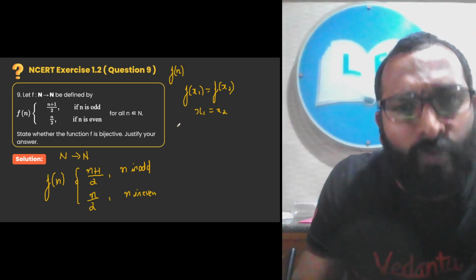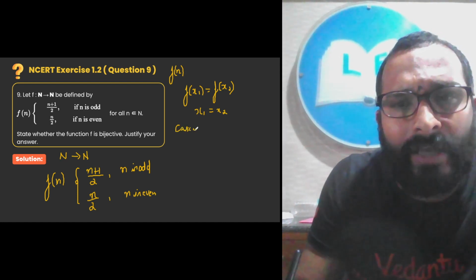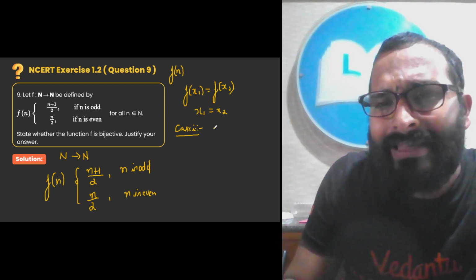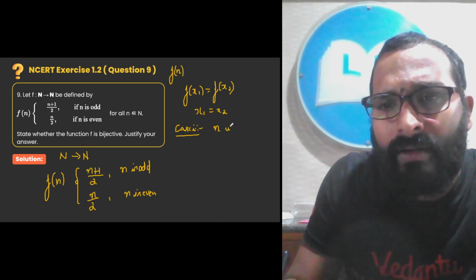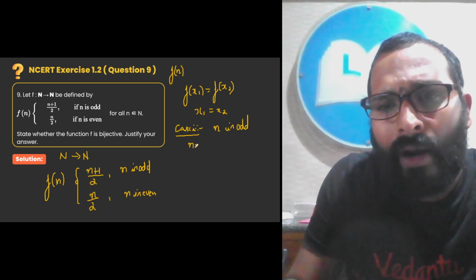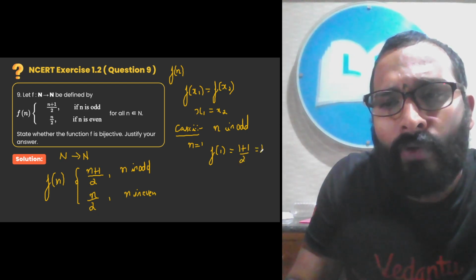Here, we have two cases. Observe this very carefully: when n is odd and when n is even. I will take case 1 and case 2 separately to check whether we are getting the same value. So first, when n is odd, let us take the value n equal to 1. What will be your f of 1 value? It becomes (1 plus 1) whole divided by 2. That will give you the value 1.